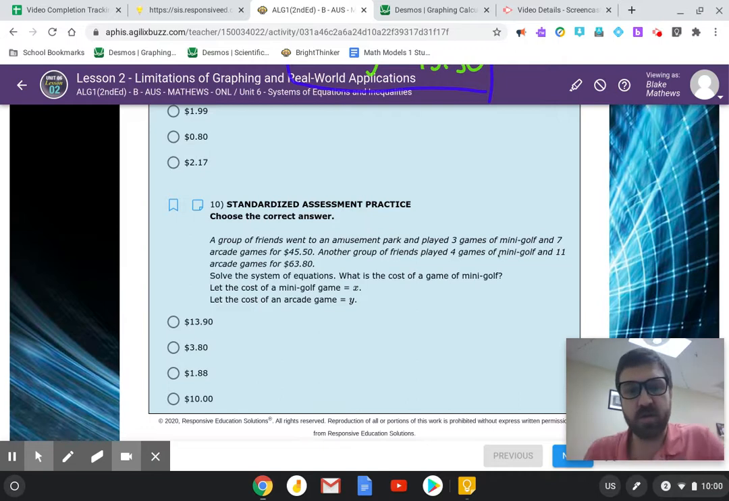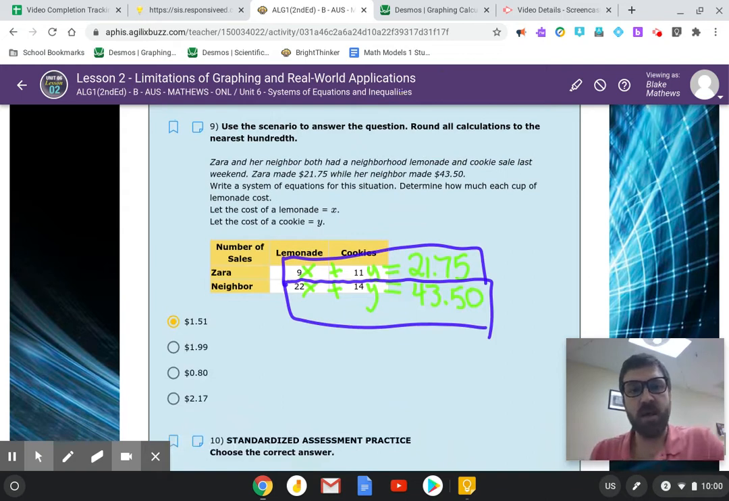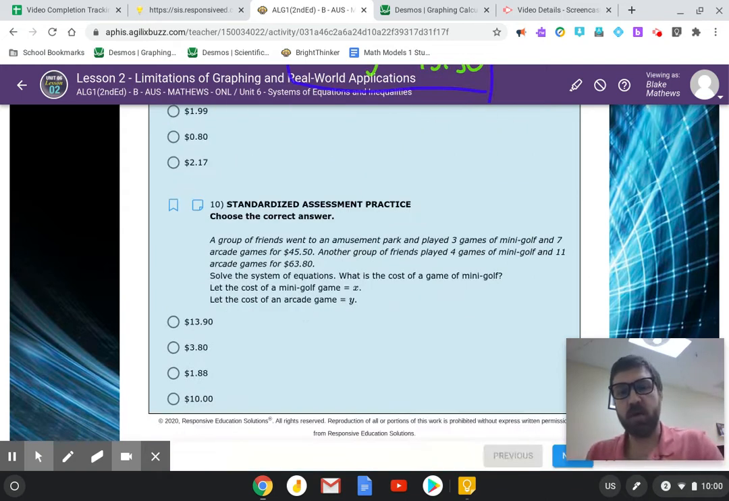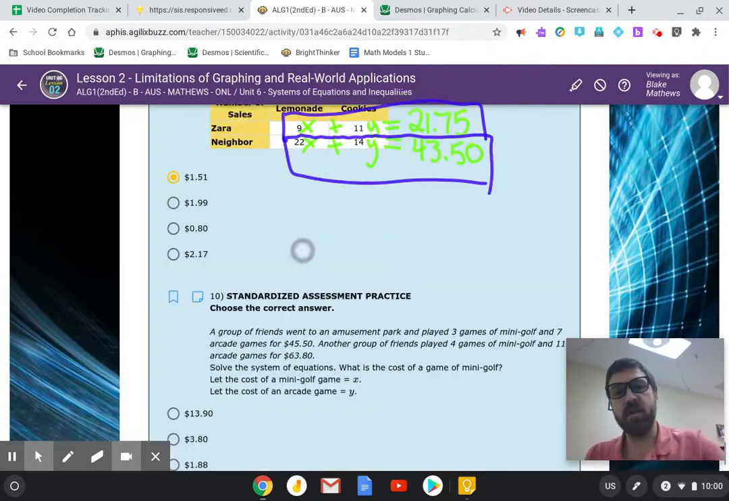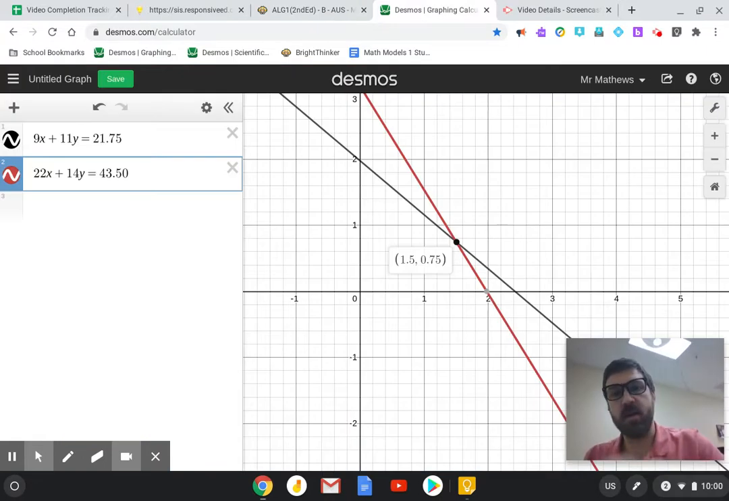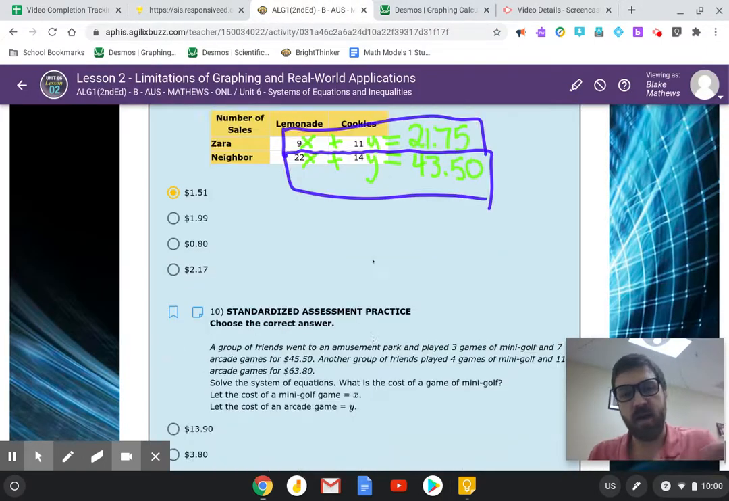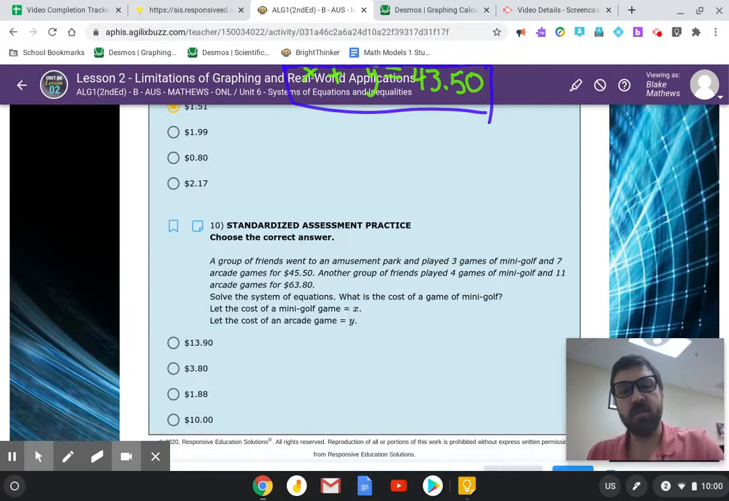I'm going to challenge you to do number 10 on your own. Use the same concept as what we just did in number 9. You need to make an equation for 3 games of mini golf, which is x, and 7 arcade games, which is y. So mini golf is x, arcade games are y, and here's your total. And then another group, 4 mini golf, 11 arcade, 63.80. You need to come up with equations like the ones I came up with here, type them into the graphing system of the calculator, and then you will find the cost of a mini golf. Mini golf is x, so you need to find the x value.